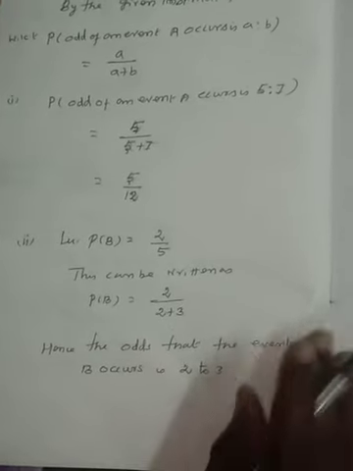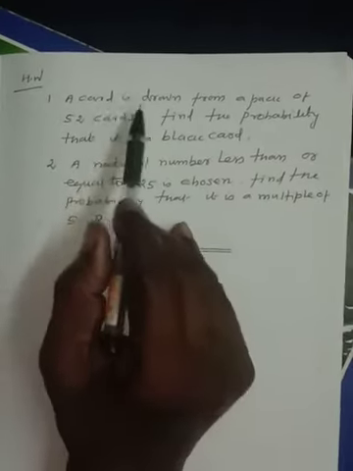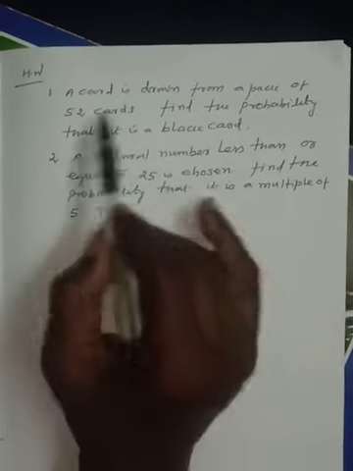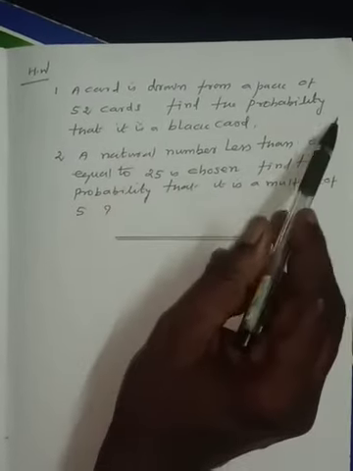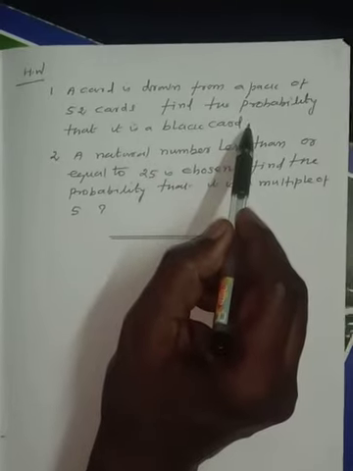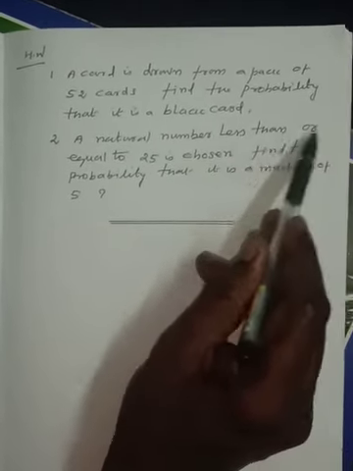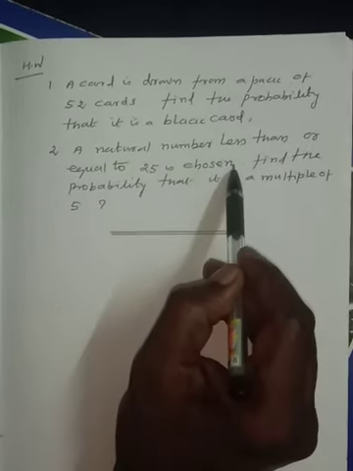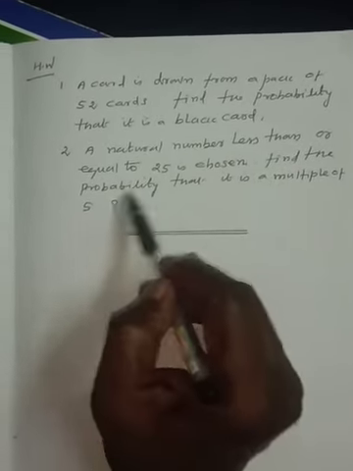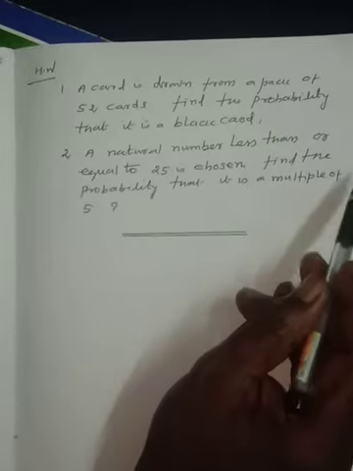2 to 3. Number 1. A card is drawn from a pack of 52 cards. Find the probability that it is a black card. Next, question number 2. A natural number less than or equal to 25 is chosen. Find the probability that it is a multiple of 5.